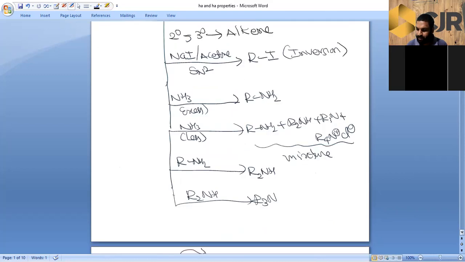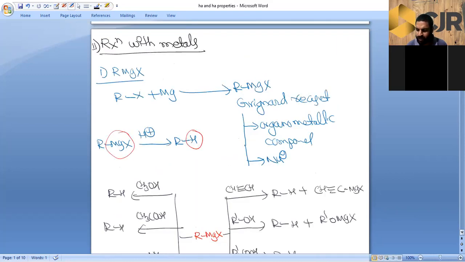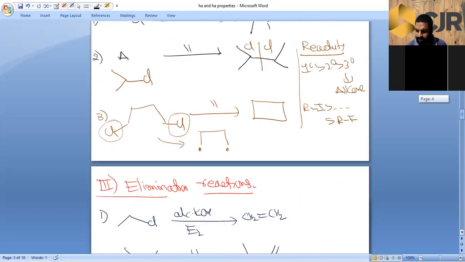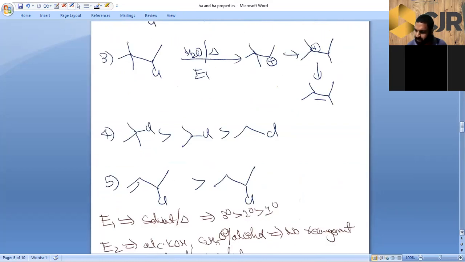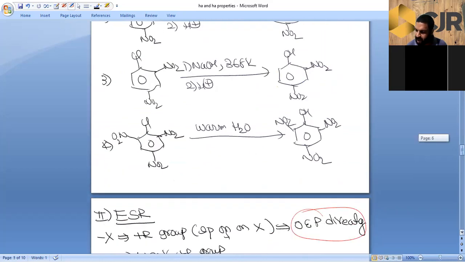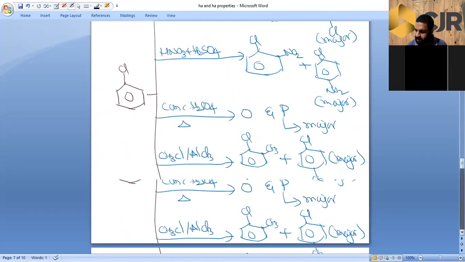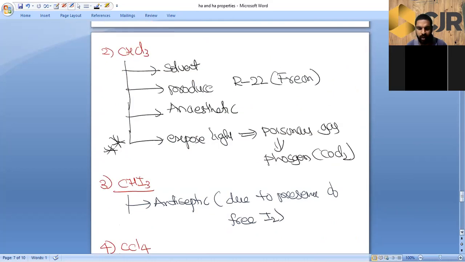So this is the SN1 and SN2 reactions, the reaction with metals, and we have seen elimination reactions. Finally, we have discussed the haloarenes properties, electrophilic substitution reactions, and reaction with metals. Then some important polyhalogen compounds.